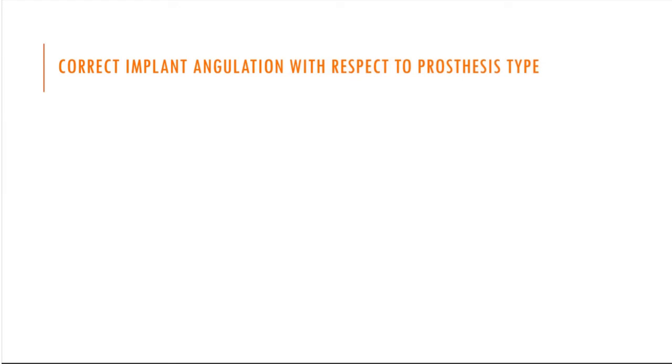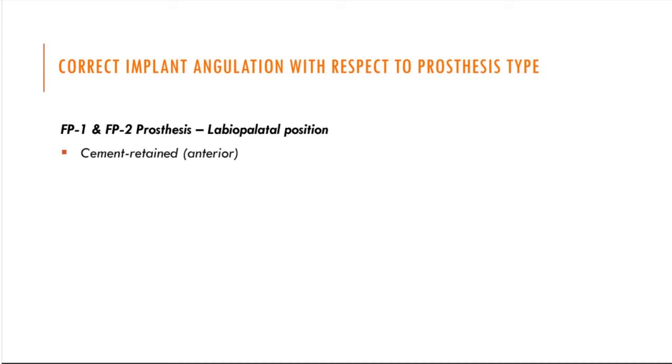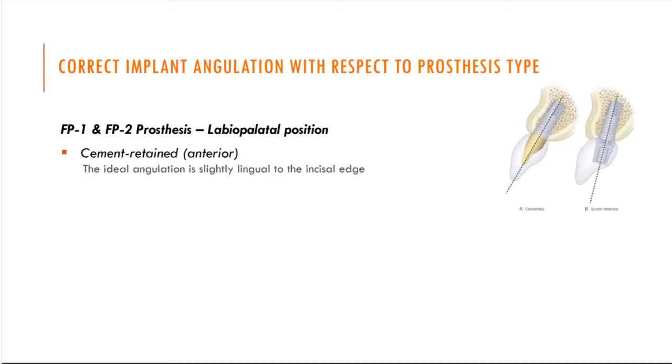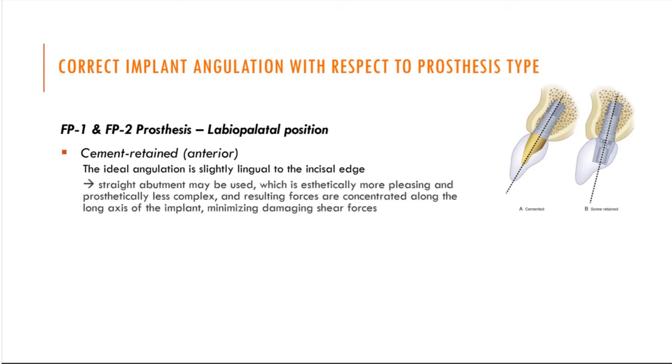For the correct implant angulation with respect to the prosthesis type, for FP1 and FP2 prosthesis in labiopalatal positions, for a cement retained anterior, the ideal angulation is slightly lingual to the incisal edge. In this case, a straight abutment may be used, which is aesthetically more pleasing and prosthetically less complex, and resulting forces are concentrated along the long axis of the implant, minimizing damaging shear forces.